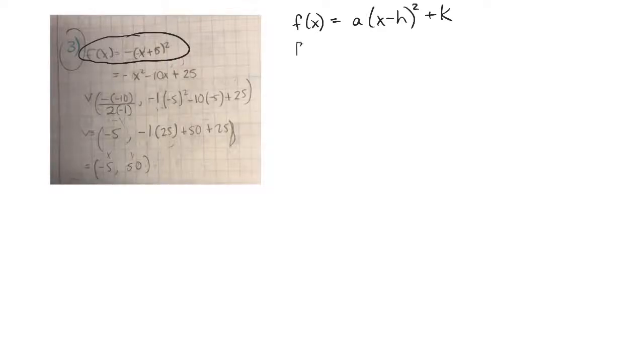So f of x equals negative x plus 5 squared. But there's no number at the end there. So if there's no number, I would assume it's just 0. So I can just look at this and say, hey, the vertex is, change this sign, so minus 5, and keep that number as is. So that's what the vertex is.